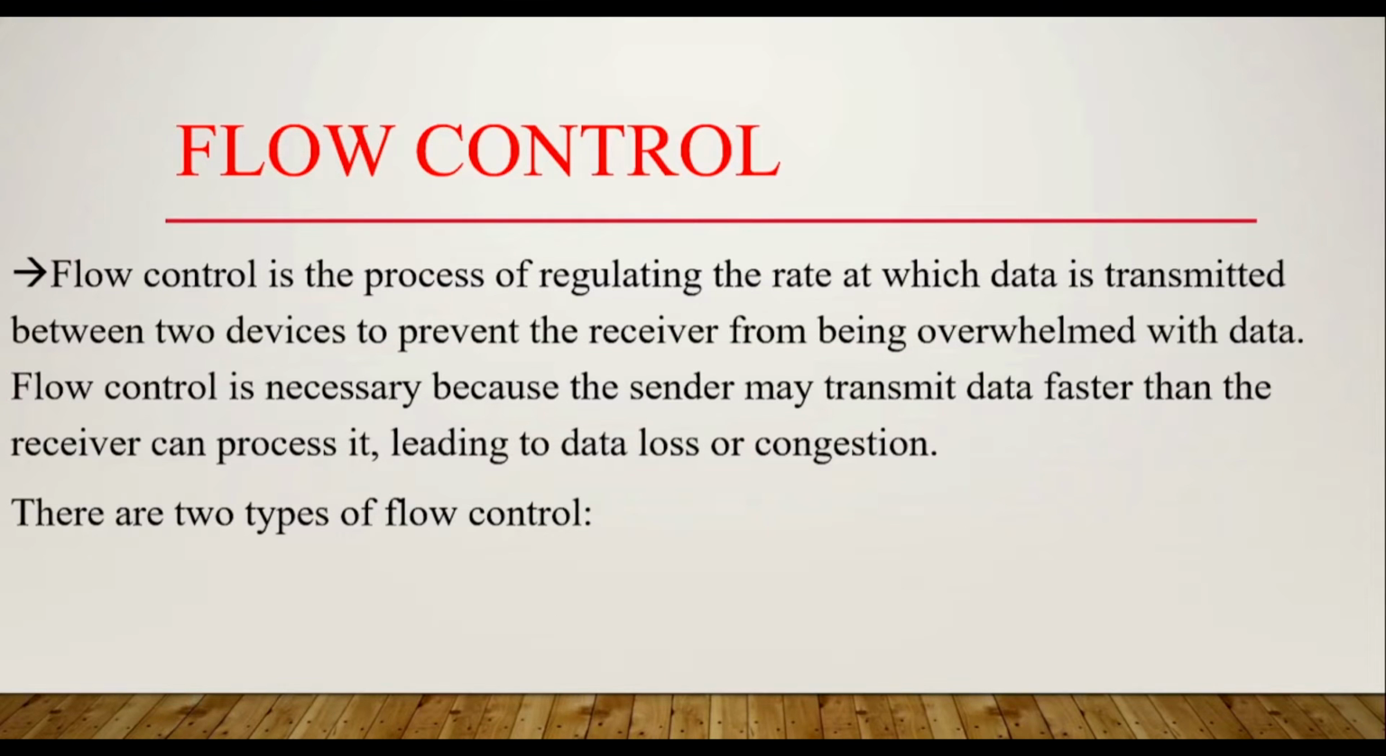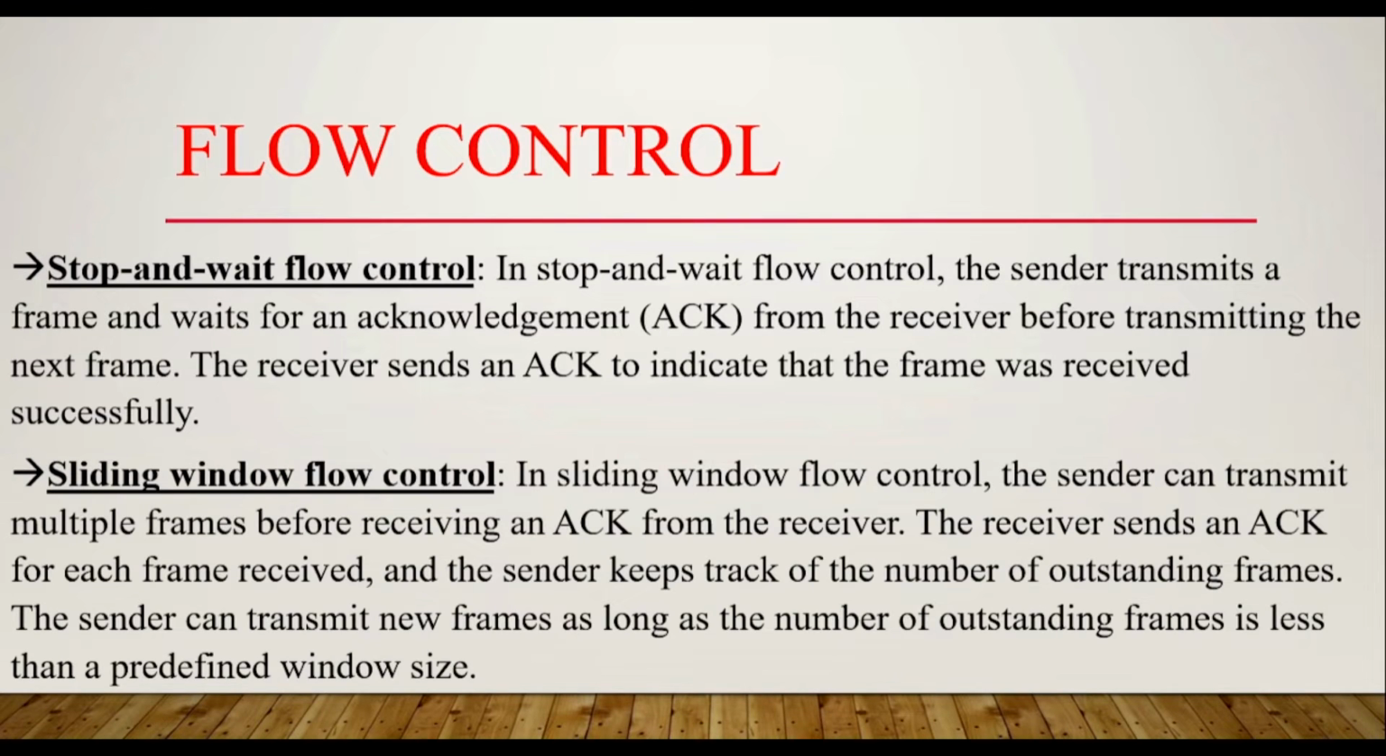Flow control is the process of regulating the rate at which data is transmitted between two devices to prevent the receiver from being overwhelmed with data. Flow control is necessary because the sender may transmit data faster than the receiver can process it, leading to data loss or congestion. Next, there are two types of flow control. First is stop and wait flow control, and second is sliding window flow control.